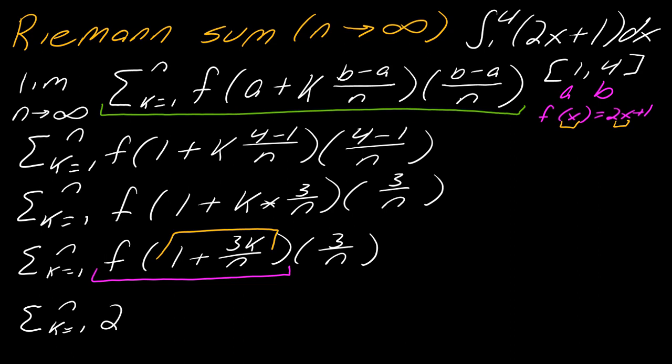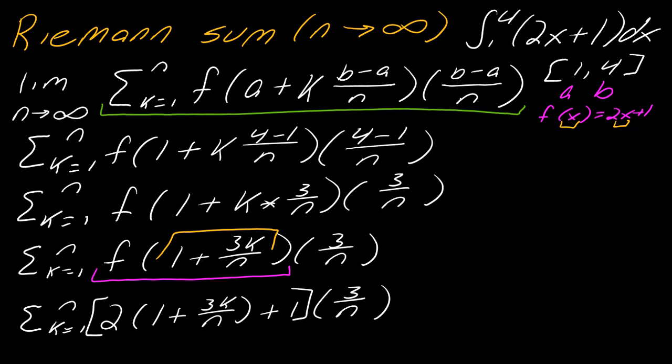So this will be 2 times 1 plus 3k over n, all of that plus 1. So let me just put these square brackets around here for right now, and then this is going to be 3 over n. Okay, so at this point, what I want to do is focus on what matters in this problem. Remember, my index here is the k. So this 3 over n isn't really doing anything for this particular sum, so I can factor it out.